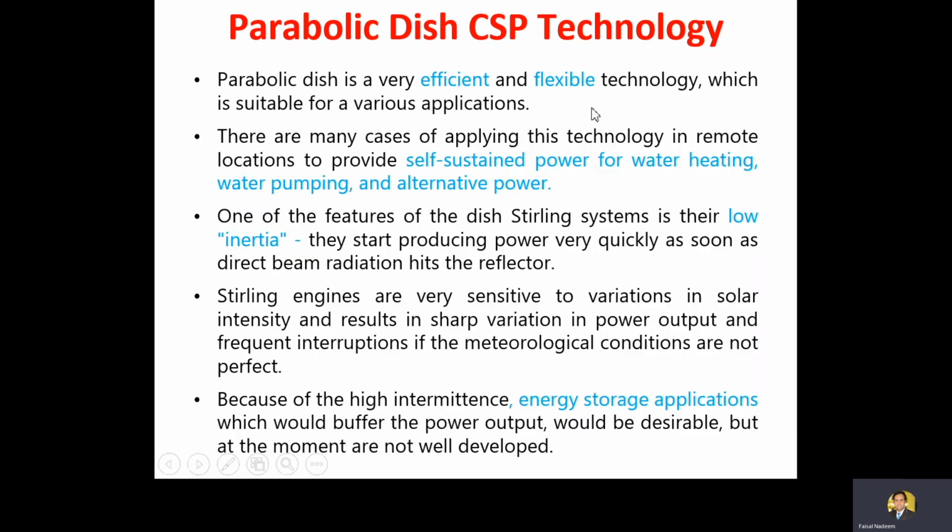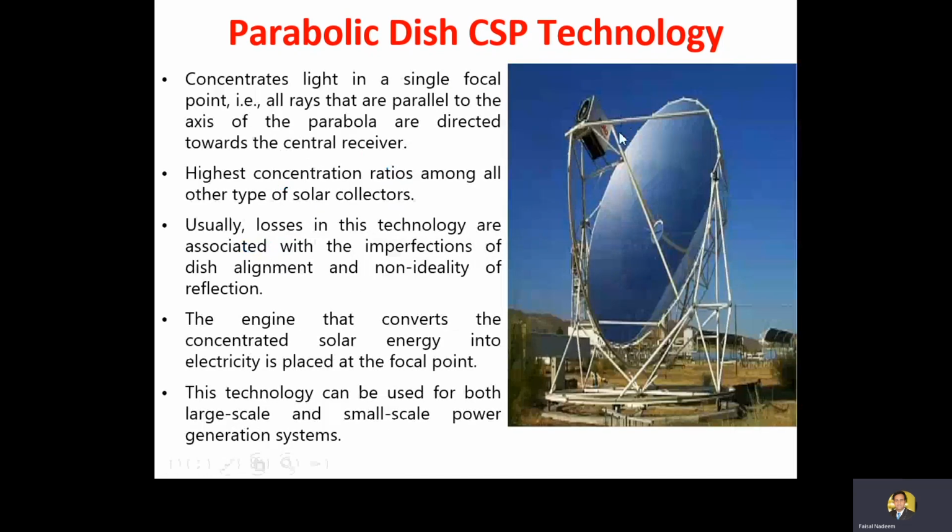One of the important features of the dish Stirling system is its low inertia. The Stirling engine that is installed here for the production of mechanical energy in the dish concentrated solar power system has a good feature, which is that it has low inertia. What this means is that a very small amount of energy is required for the initial starting of this Stirling engine.